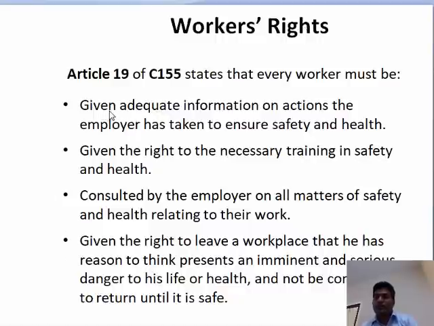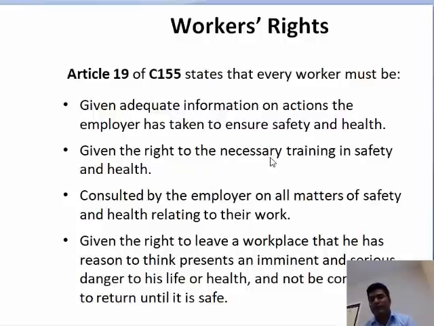And what are the workers' rights? That was the responsibility, but what is the worker's right? There are 4 workers' rights. First one is to be given adequate information on the action the employer has taken to ensure health and safety. If a worker is working at a workplace, the worker has the right to know what types of control measures have been taken to ensure health and safety at the workplace.